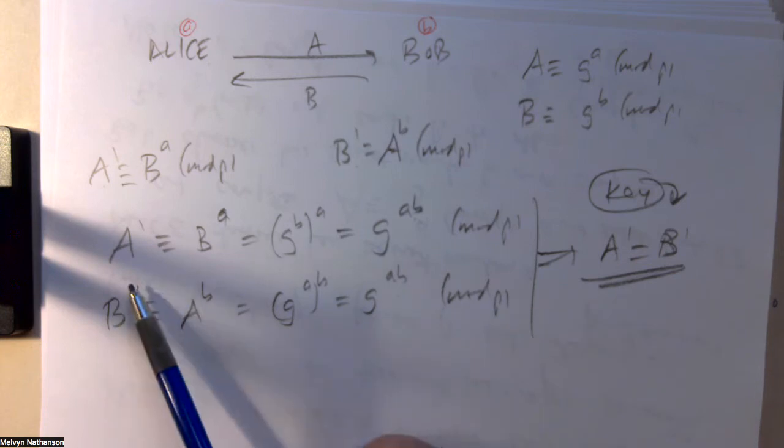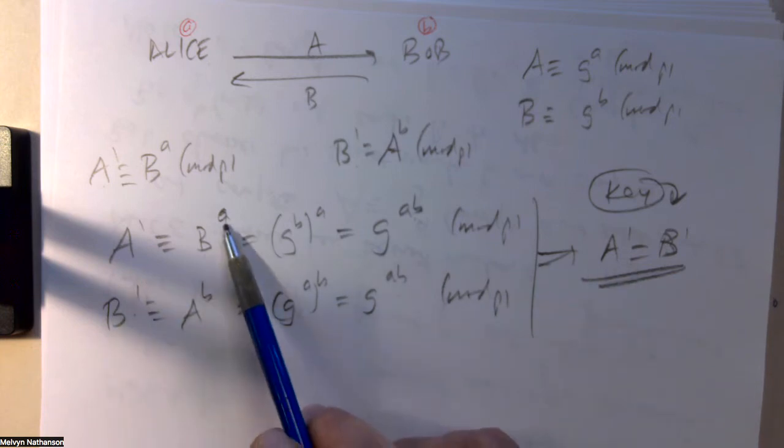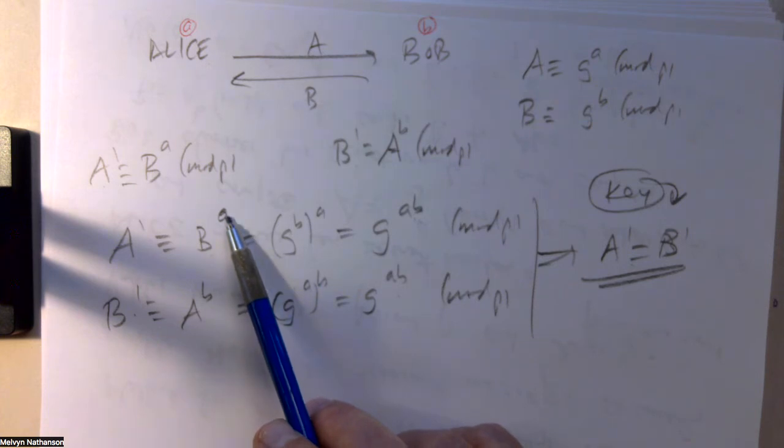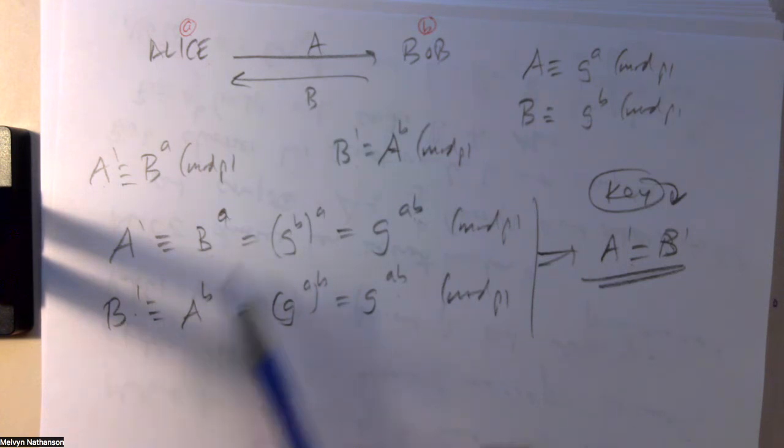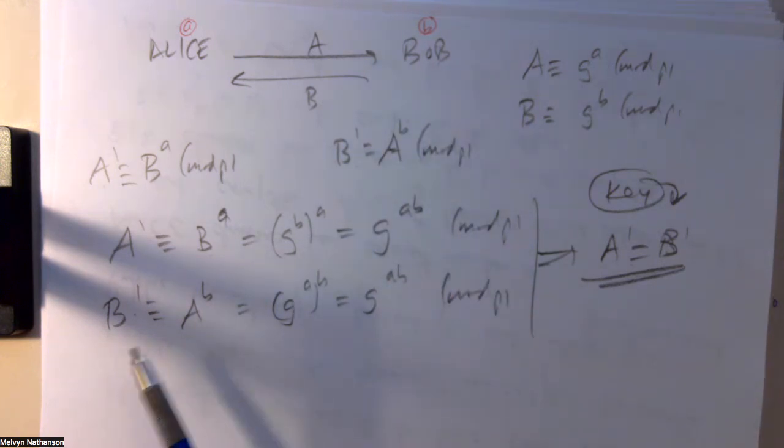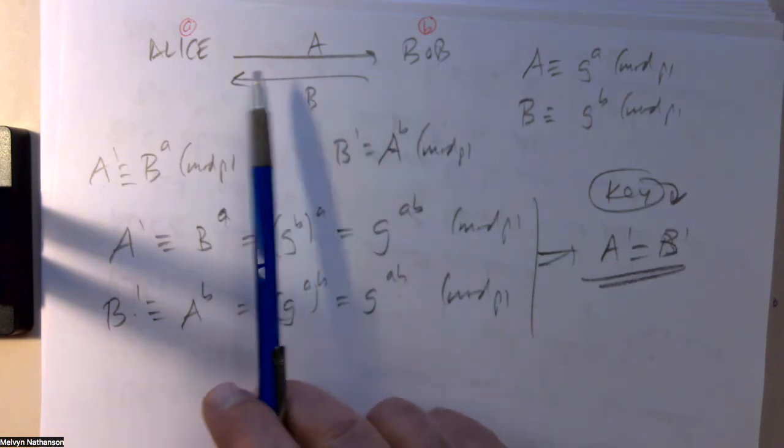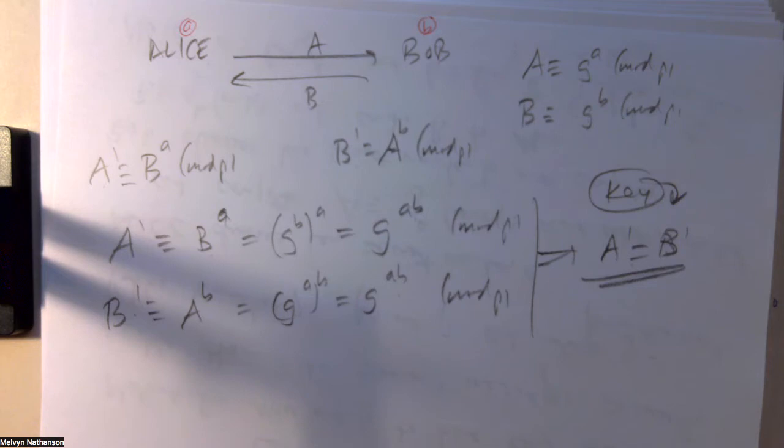Because the only way she can get A prime is if she knows the secret number little a. And the only way she can get B prime is if she knows Bob's secret number little b, and she doesn't. So somehow, even though every message back and forth has been intercepted, and even though everybody in the world knows what the prime p is and the primitive root g is, Alice and Bob have managed to establish between them a secret key that they can use for their cryptographic schemes. And that is Diffie-Hellman.